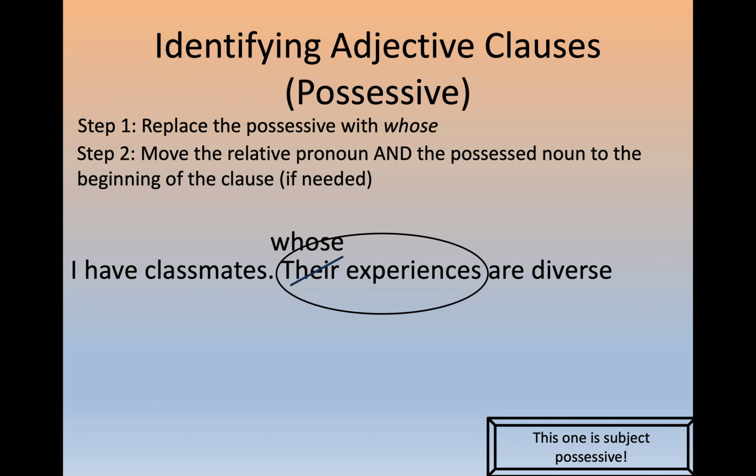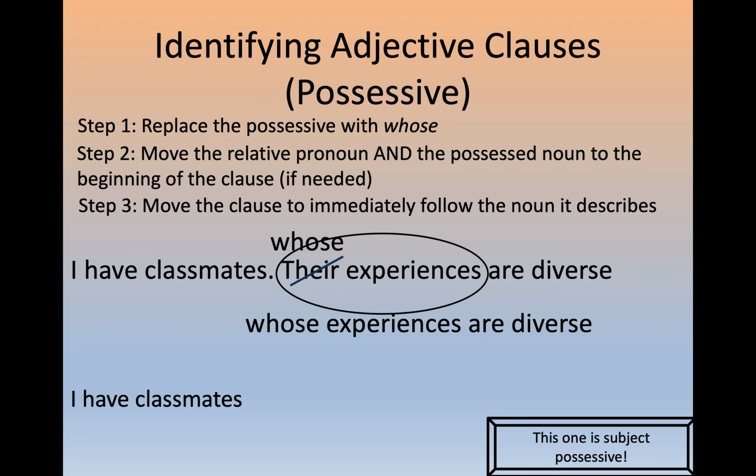Whose and the thing that's being possessed should always stay together. Whose experiences are diverse. Now put it next to the thing it's describing. I have classmates whose experiences are diverse.